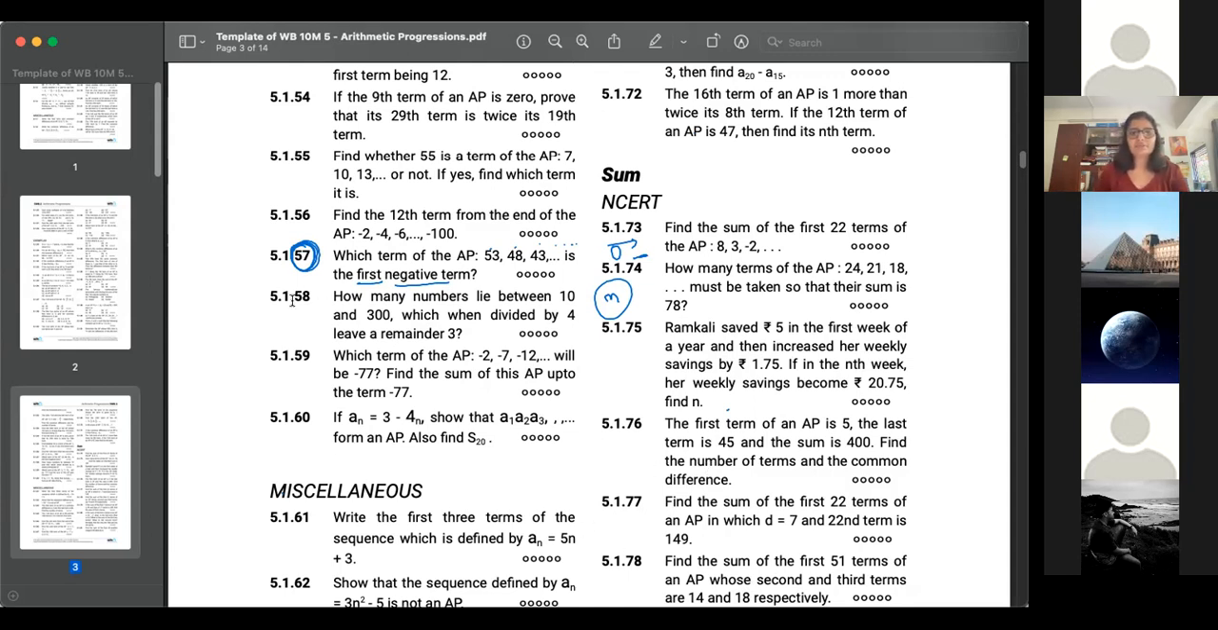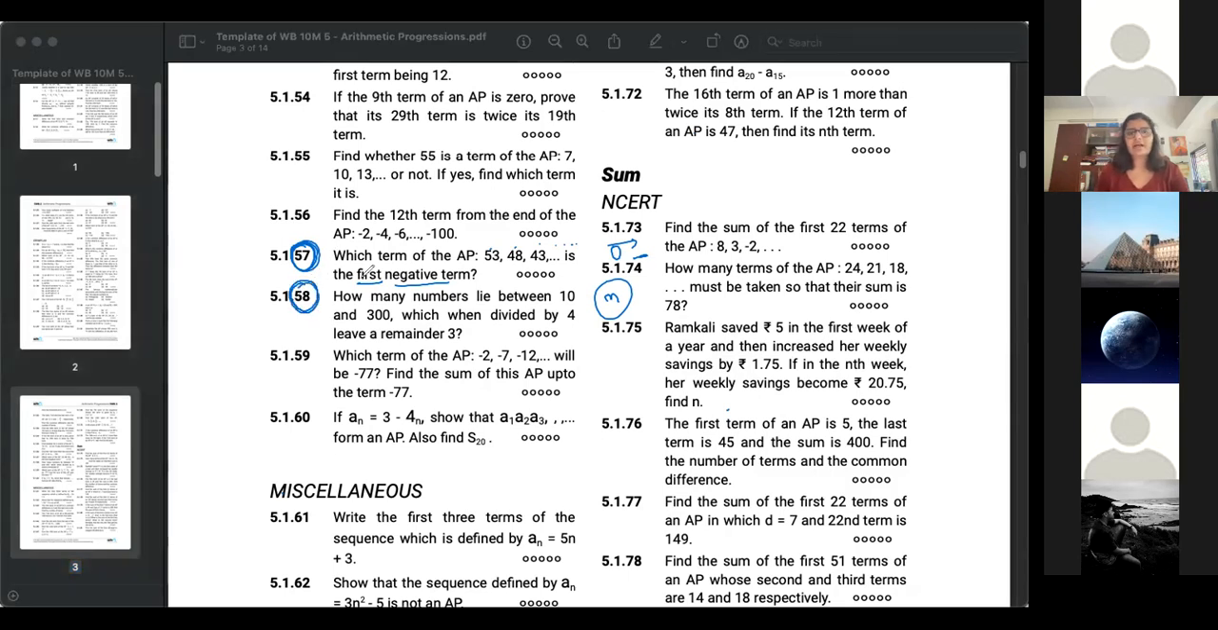So you guys look at question number 58, after 57 is done. How many numbers lie between 10 and 300 which when divided by 4 leave a remainder 3? The previous question you did was a direct multiple of 4 itself, but here it's a different condition. So after dividing by 4 it needs to leave a remainder 3.